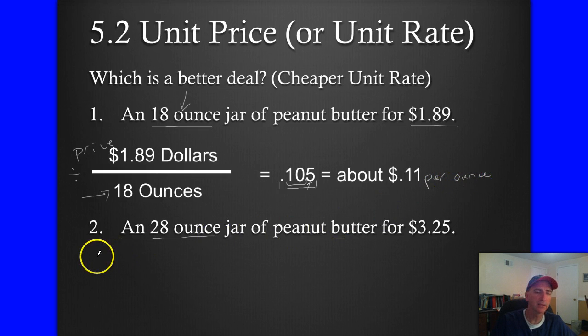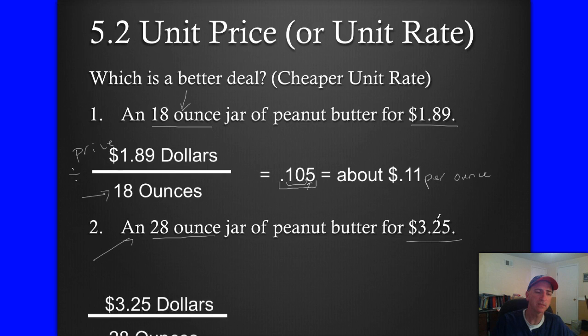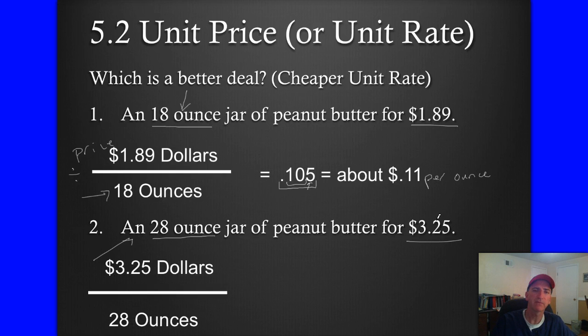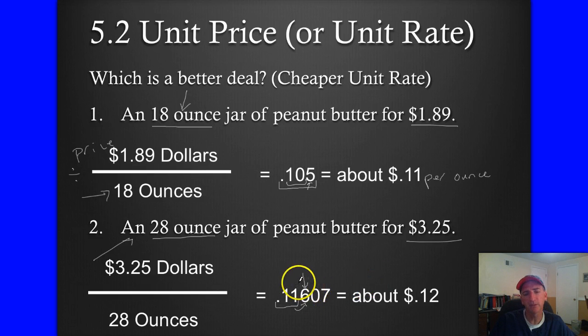Okay, so let's look at the 28-ounce jar. It's $3.25 for 28 ounces, so we're going to divide 325 divided by 28. That'll tell me how many dollars or how many cents per ounce you're paying there. And this right here, you see, that's about 11 cents. That number right there is greater than 5, so we round that up. But you can see right here that the second one there is more expensive.